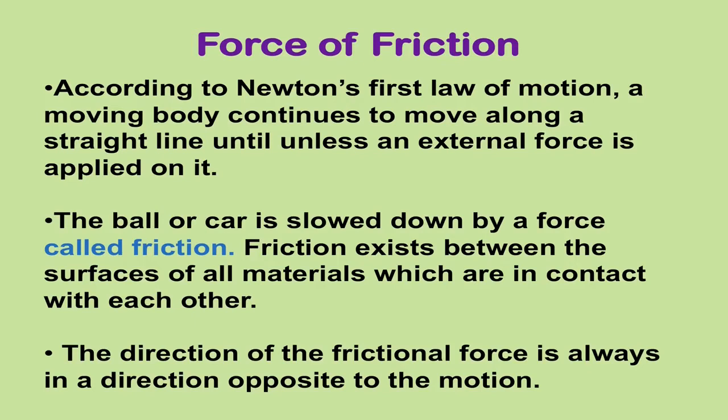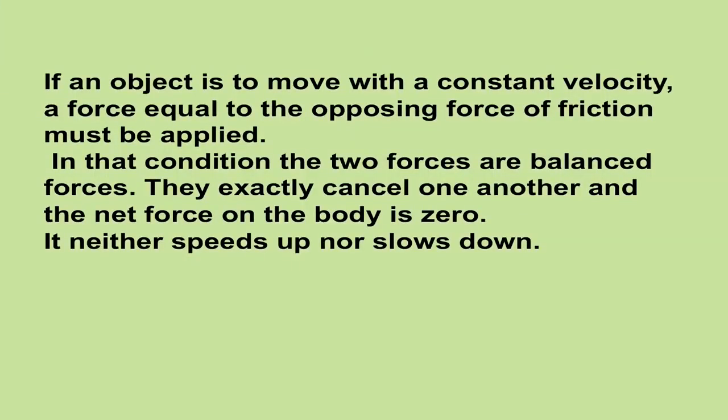Friction exists between the surfaces of all materials which are in contact with each other. The direction of the frictional force is always opposite to the motion. Now, try to analyze the forces acting on an object moving with a constant velocity. If an object is to move with a constant velocity, a force equal to the opposing force of friction must be applied. In that condition, the two forces are balanced forces.